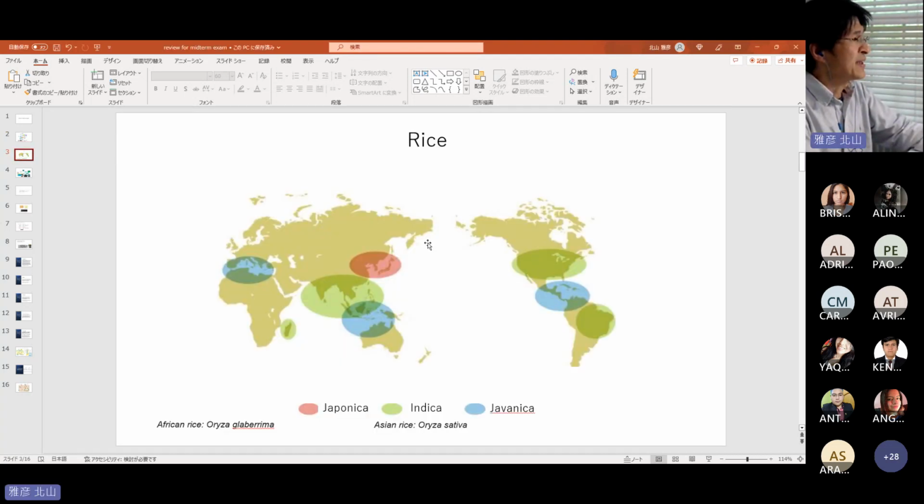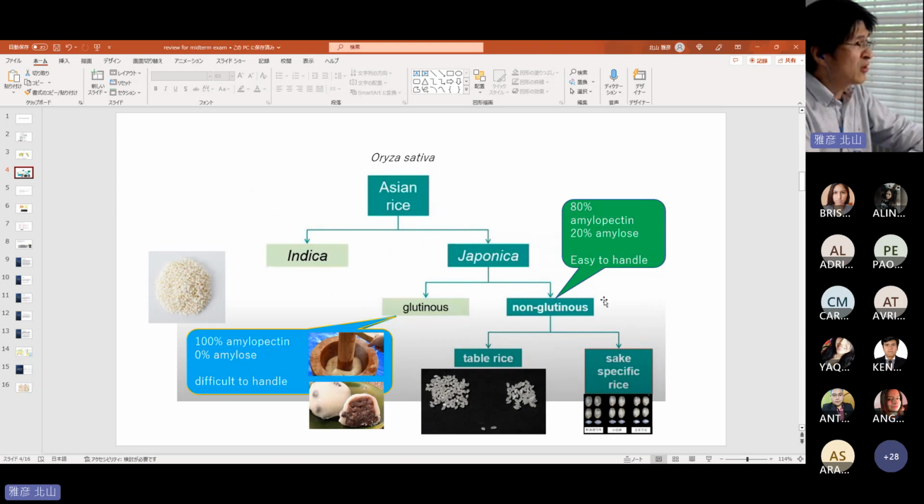Next, rice. We usually use Japonica rice to make sake, not Indica. And especially non-glutinous Japonica rice. We can make sake using glutinous rice of Japonica, but it is not very popular. Most sake is produced using non-glutinous Japonica rice.